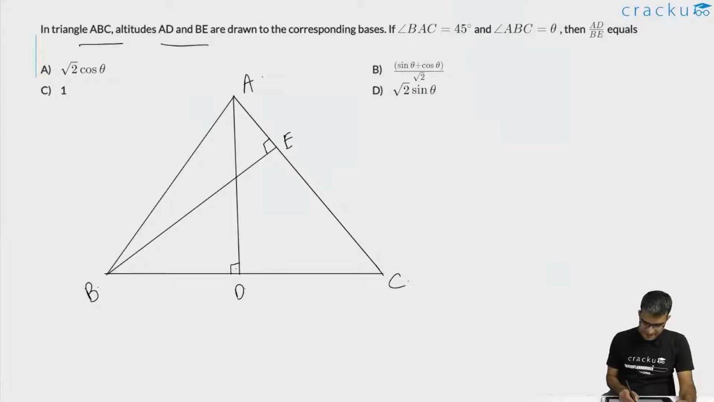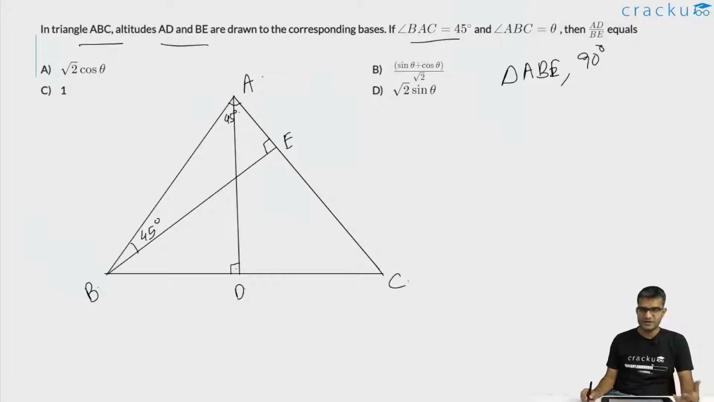What we are told is that angle BAC is 45 degrees. So this angle BAC over here is 45 degrees. As angle BAE is 45 degrees, this would imply that over here angle ABE is also equal to 45 degrees. Because if you are looking at triangle ABE, one of the angles is 90 degrees. That is known, that is an altitude. Another angle is 45 degrees. This is given to us. The sum of the three angles has to be equal to 180 degrees. So the third angle will be 180 minus 90 minus 45, which is equal to 45 degrees.